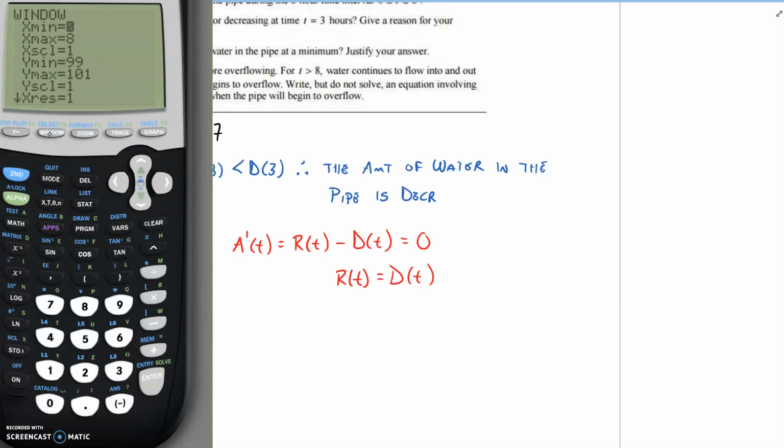Before I hit graph, I'm going to check my window. I want 0 to 8, that's my time interval. I want to see where r of t minus d of t is going to be 0. So then negative 1 to 1 for my y min and y max. Hit graph.